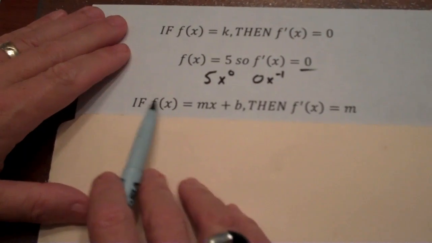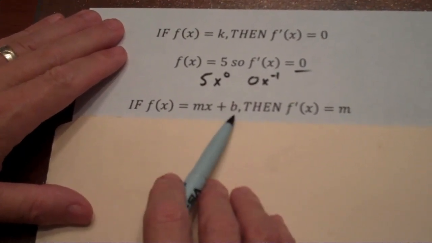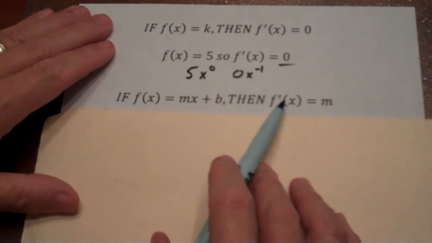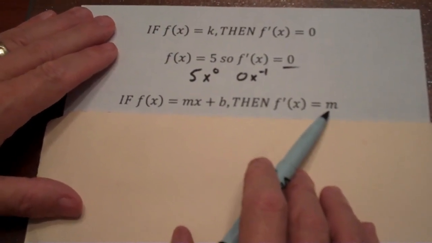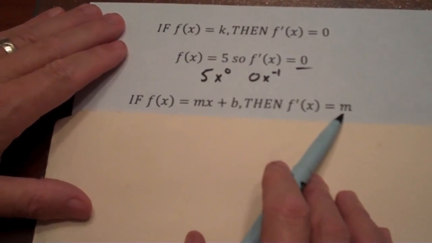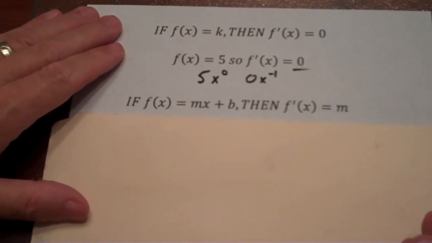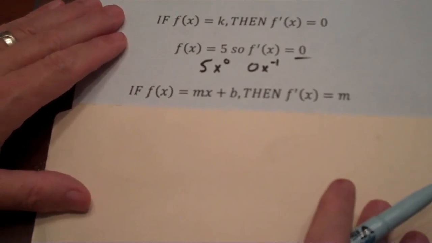The next rule is this. If f of x equals mx plus b, in other words, I hope you recognize that's a straight line, then the derivative of x equals the slope. Well, of course it does. How many times have I told you so far this quarter that the derivative is the same thing as slope? So of course the derivative equals the slope.